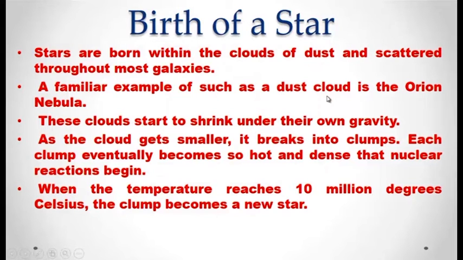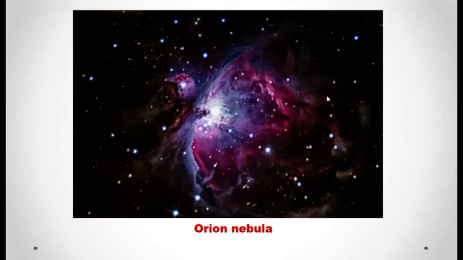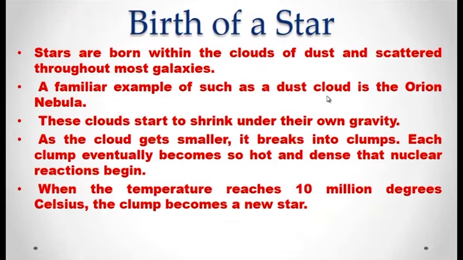So, stars are born within clouds of dust scattered throughout most galaxies. A familiar example of such a dust cloud is the Orion Nebula. This is the image of that Orion Nebula. These clouds start to shrink under their own gravity.